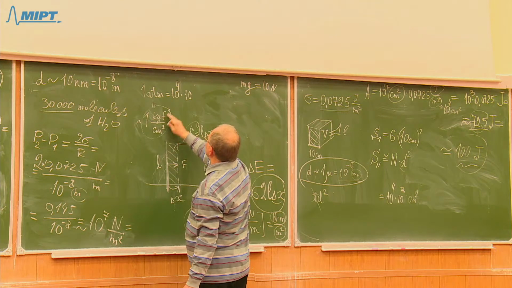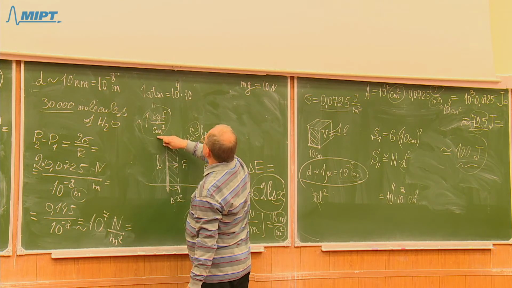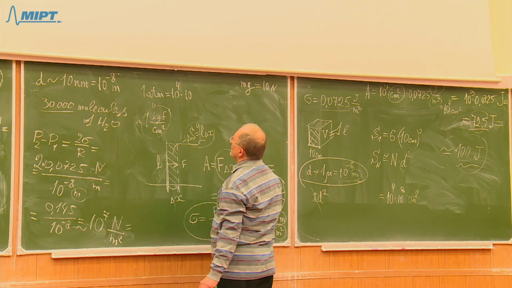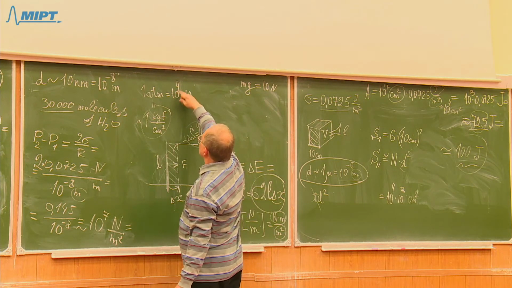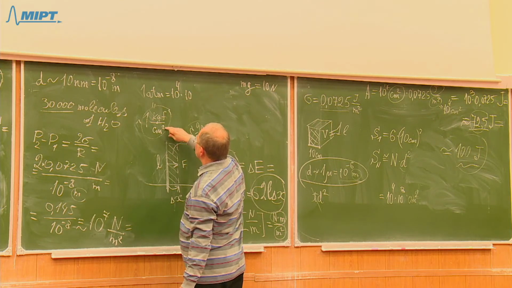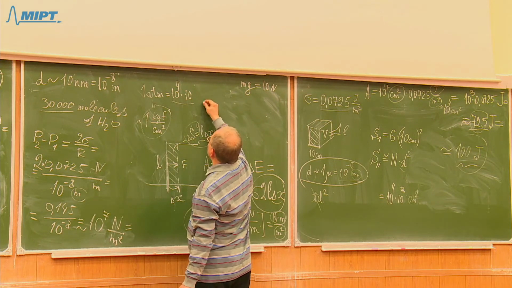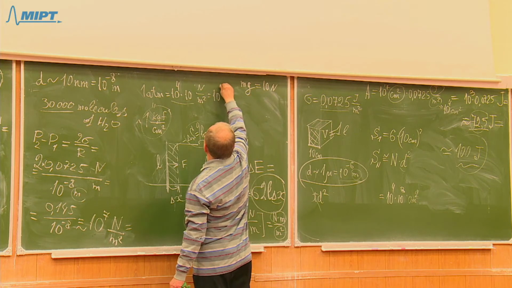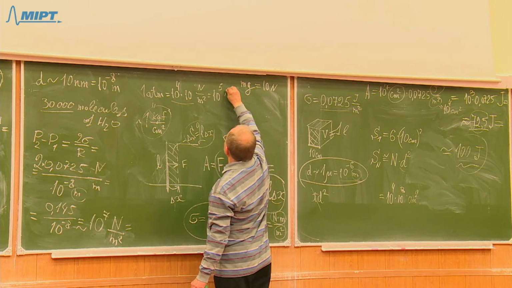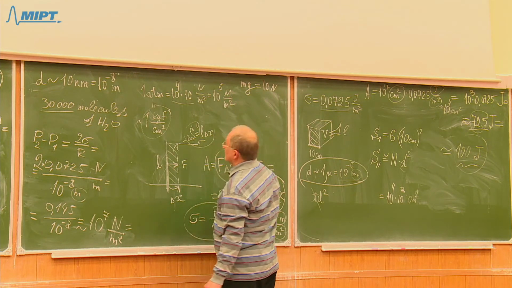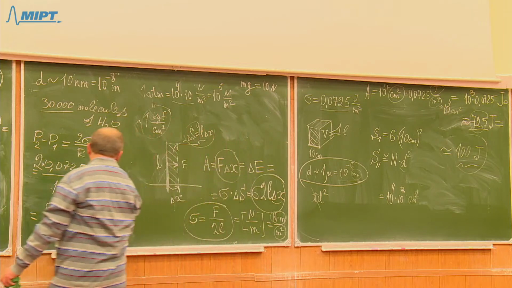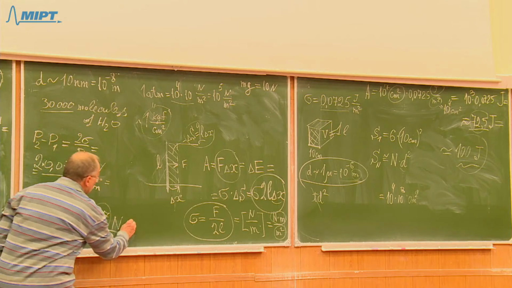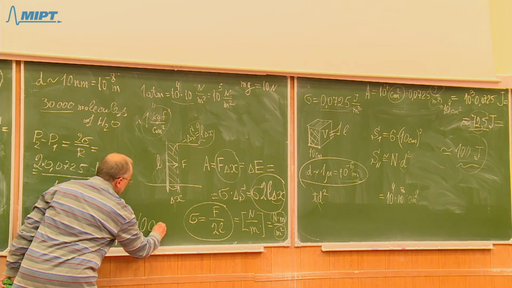Then 1 kilogram force is 10 newtons, and 1 centimeter squared is 10 to the minus 4 power of meters squared. So I obtain this amount of newtons per meter squared. That will be 10 to the 5th power of newtons per meter squared. This is 1 atmosphere. And here I obtained 10 to the 7th power Newton per meter squared. That is about 100 atmospheres.